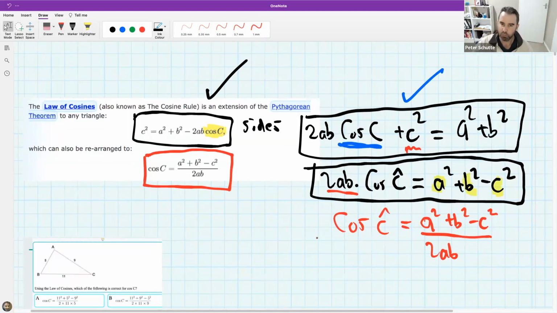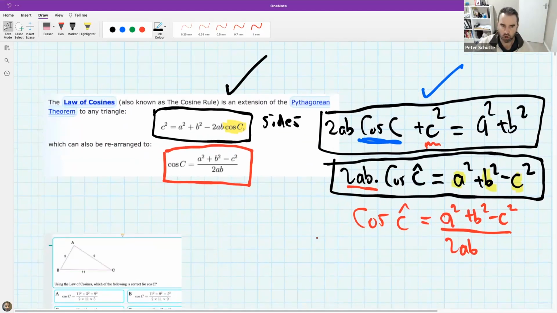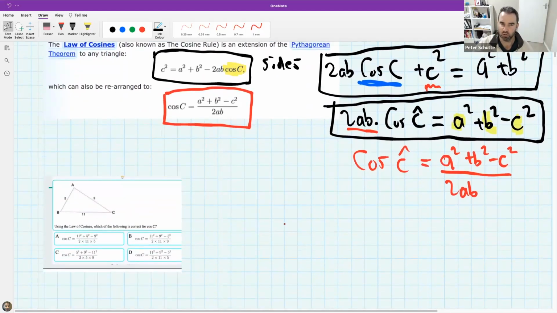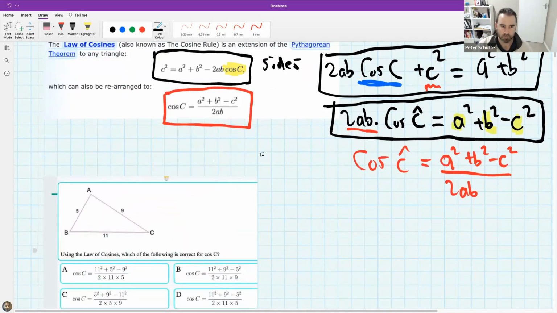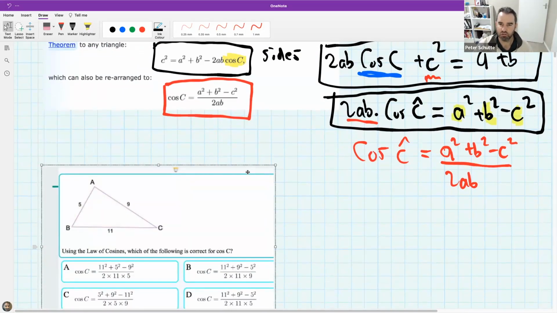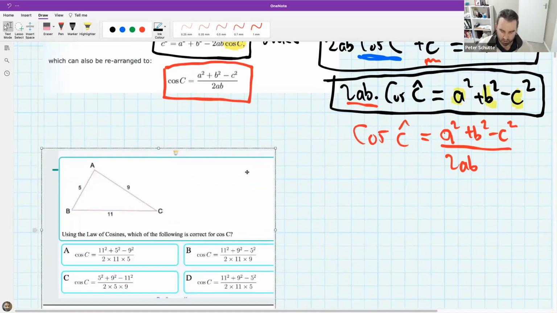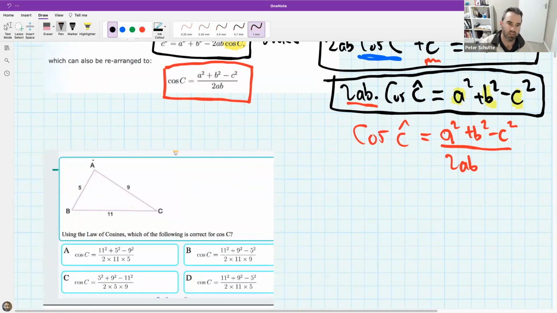So before I let you do this, I'm going to show you how I would work it out in this question over here as an example. So here is a triangle with vertices A, B, and C. In terms of the terminology that we use, this would be little a, this would be little b, this would be little c. Okay?